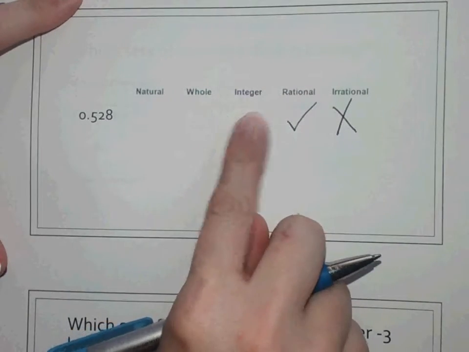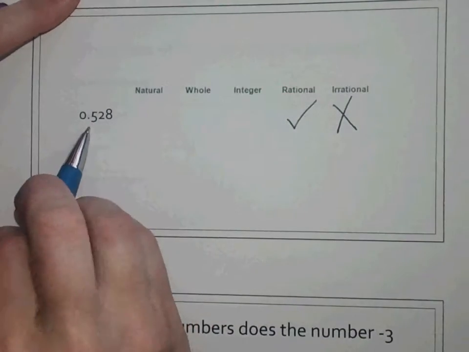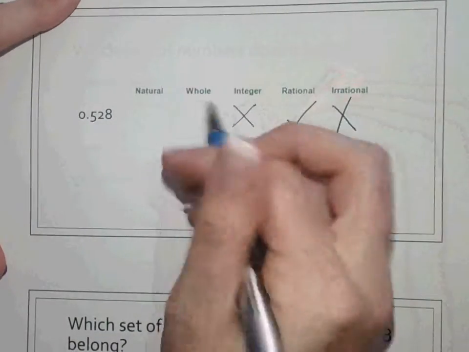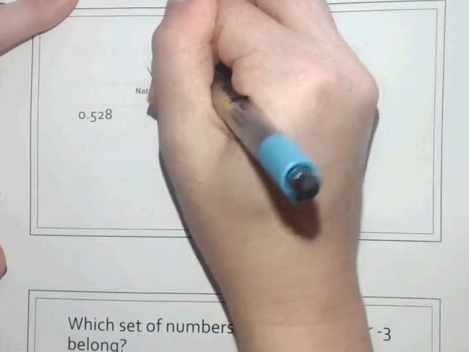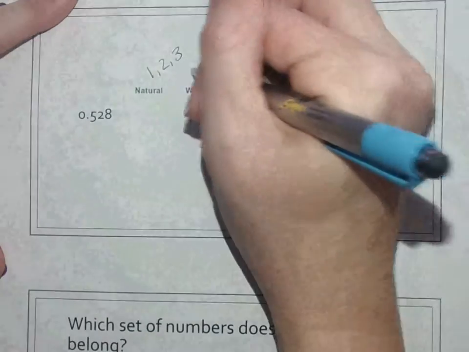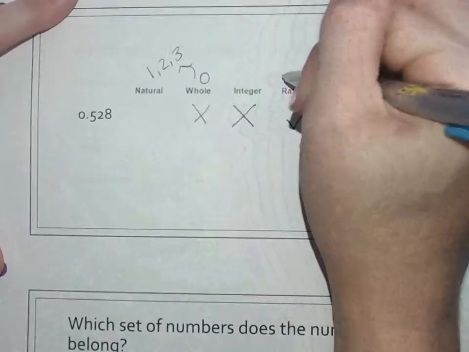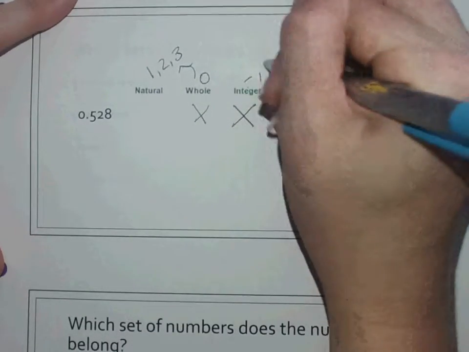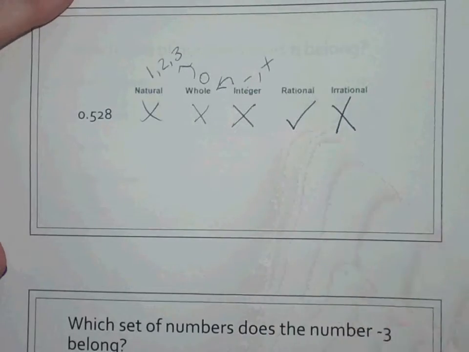An integer is a positive or negative whole number. Well, this is not a whole number. It's a decimal. So it can't be a whole number, and a natural number is like 1, 2, 3. That's your counting numbers. The whole numbers are all of these natural numbers with 0 added. An integer is negative or positive whole numbers. Okay, so this one is classified as a rational number.